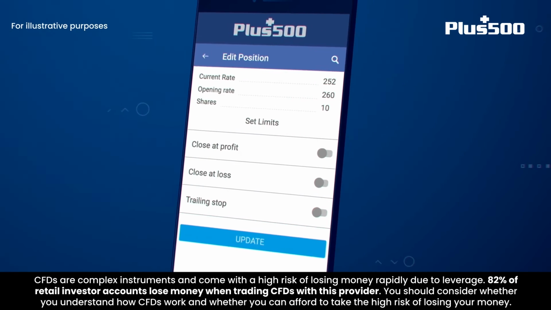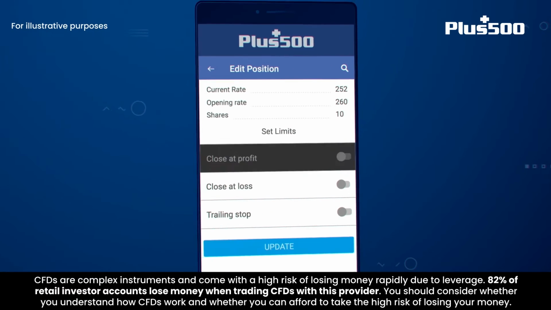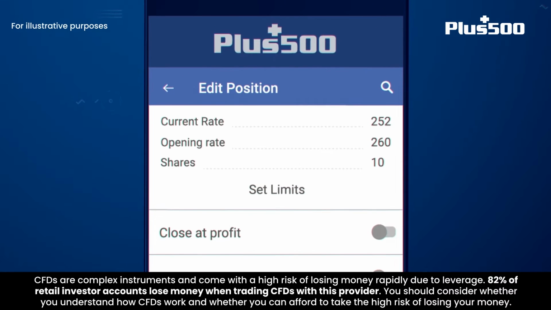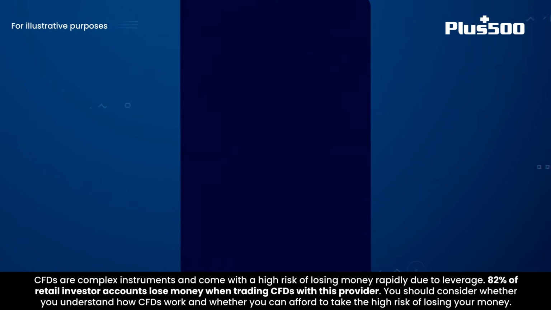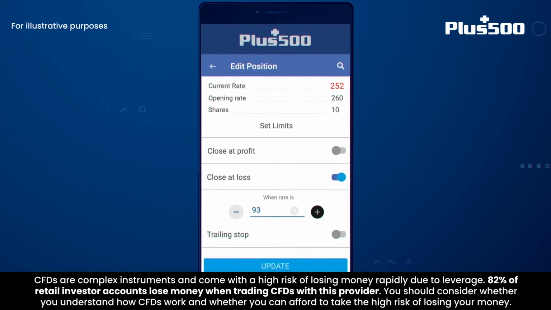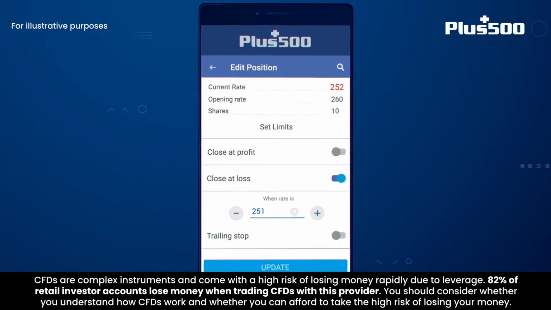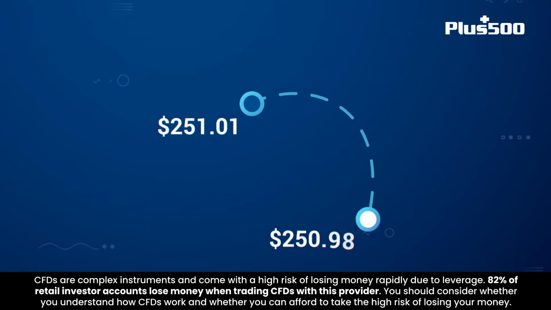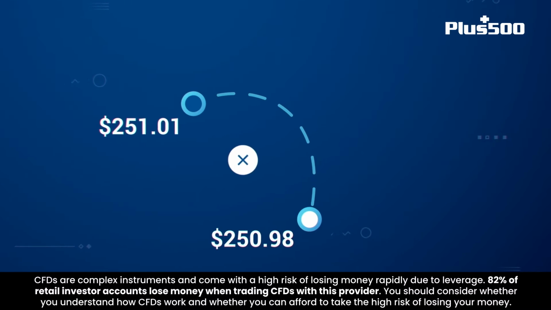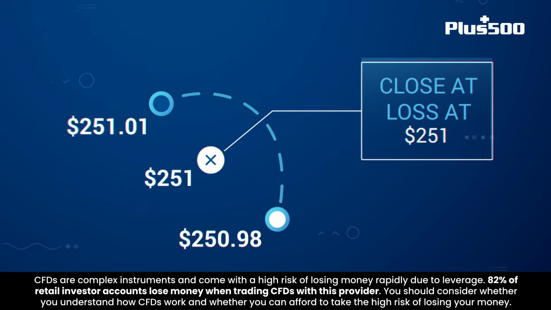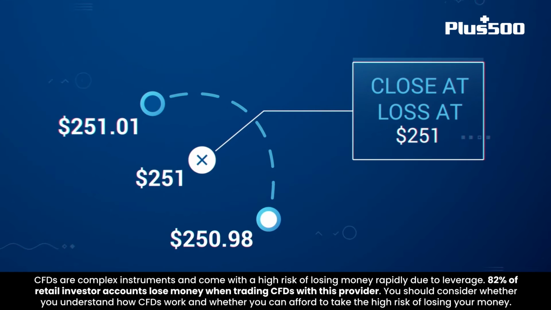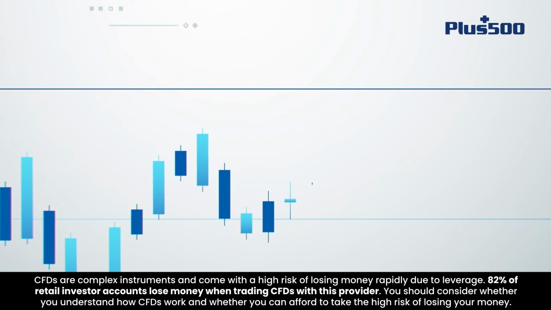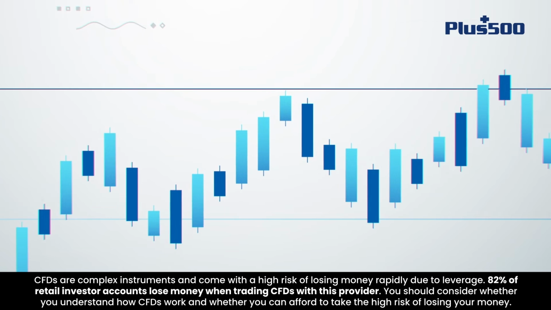In times of increased volatility, there is a higher potential for slippage to work either in your favor or against your favor. Slippage can also occur when using risk management tools such as close at profit or close at loss. For example, you have an active buy position of Facebook shares CFDs currently trading at $252. Your close at loss order is set to automatically close your position should it reach or pass $251. However, due to sudden market volatility, the price drops from $251.01 directly to $250.98, making the closing price of $251 unavailable. As a result, the position was automatically closed at the closest available price, which was $250.98.